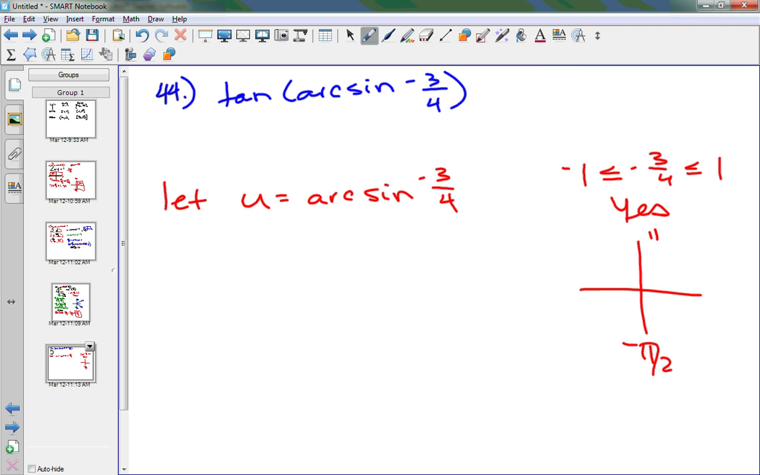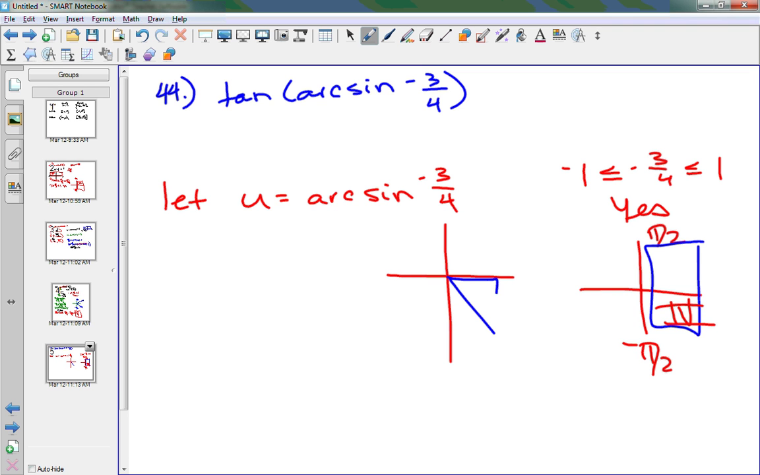Negative pi over 2 to pi over 2 is what we're talking about for the range of the arc sine, which means my answers have to fall in these two quadrants, correct? Yes or no? But it says my sine value is negative 3/4. What does that imply? Which quadrant am I in? I'm in quad 4.